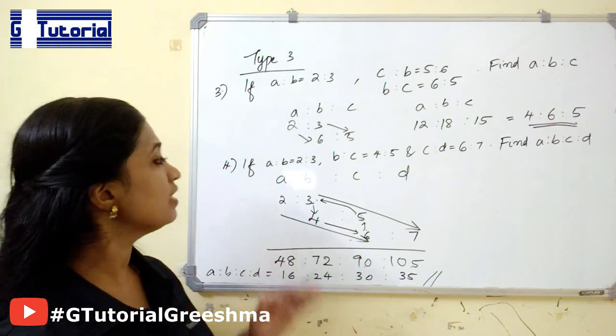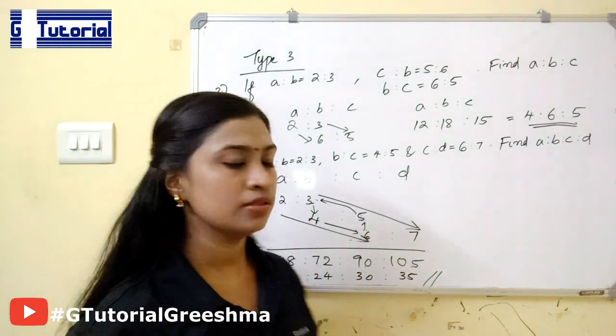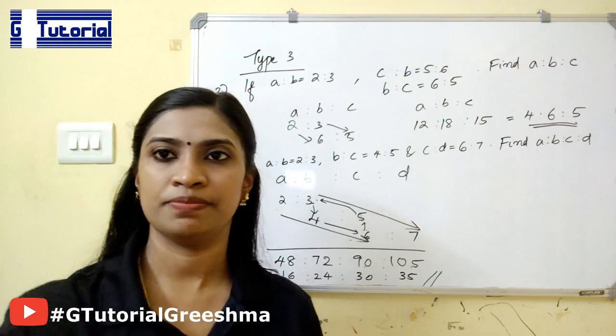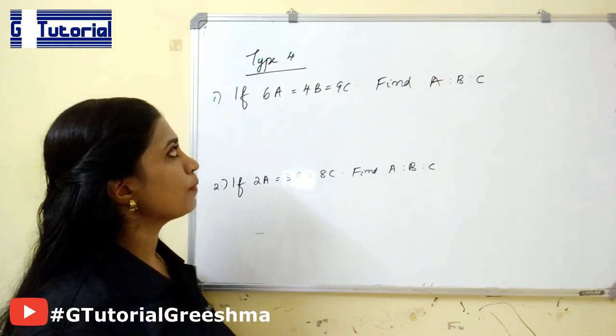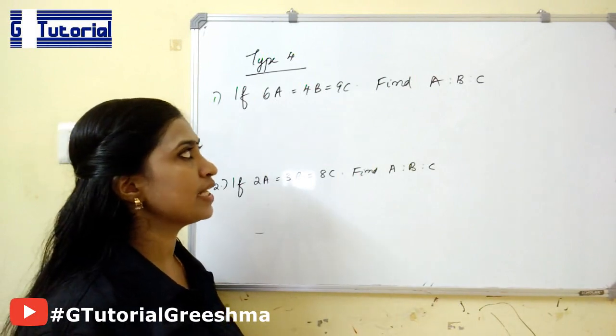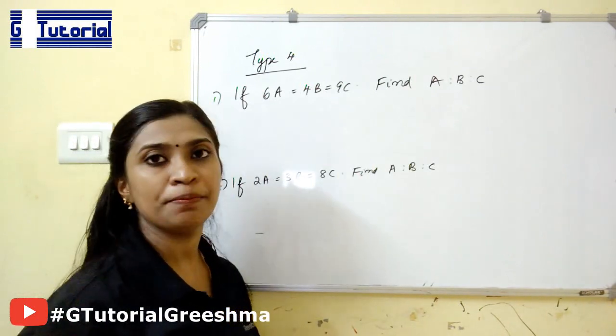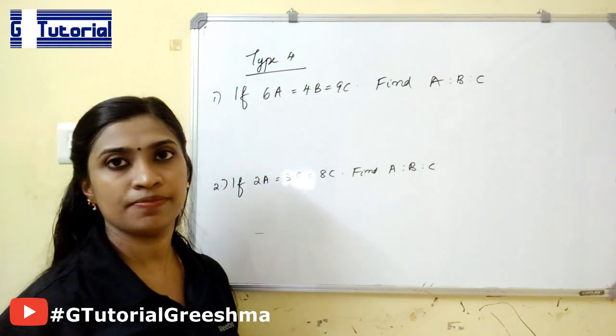So we have completed 3 types. Now we can move on to the 4th type. This is the next question. If 6A is equal to 4B is equal to 9C, then what is the ratio A is to B is to C?